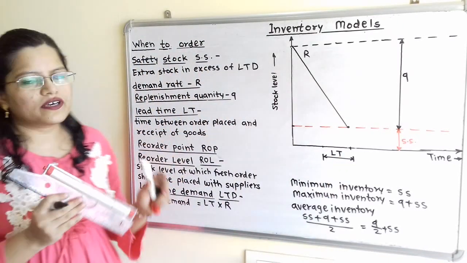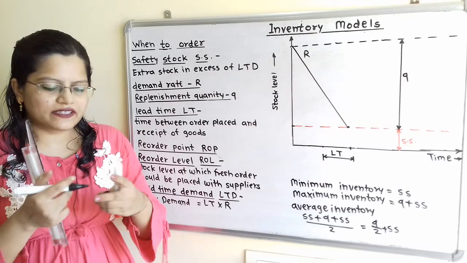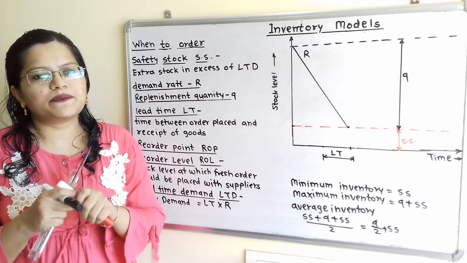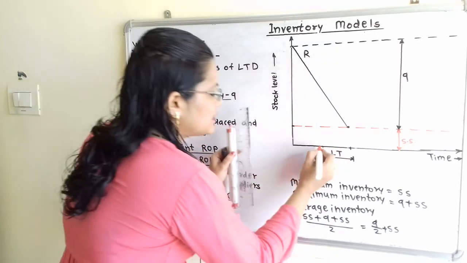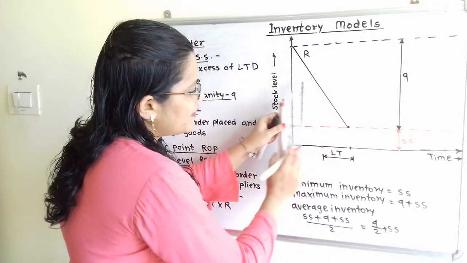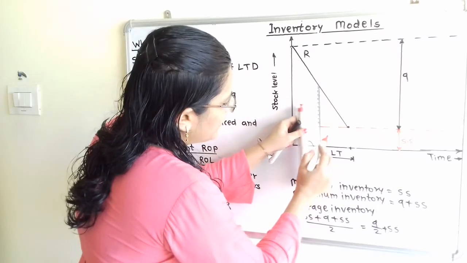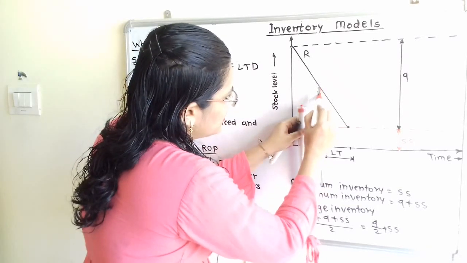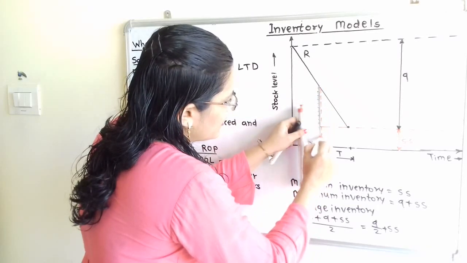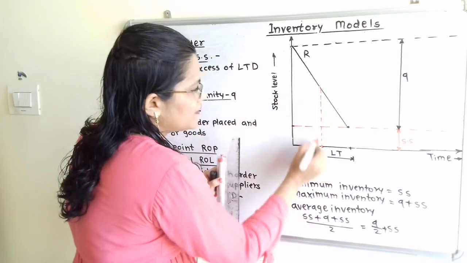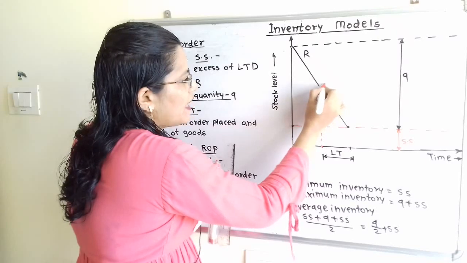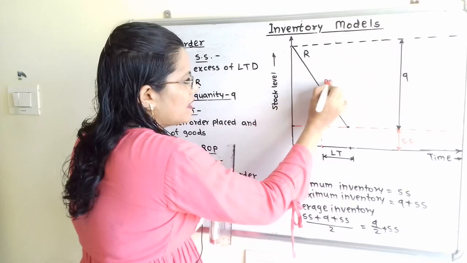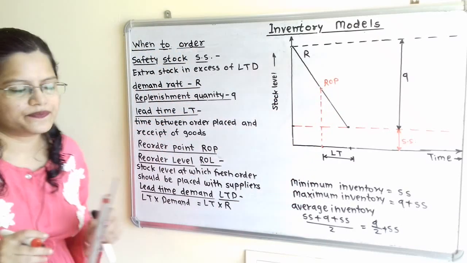Then reorder point. So how to decide the reorder point? It will depend on the lead time, because we know that the lead time is here up to this point. So if I draw one vertical line passing through this lead time, then the point of intersection of this vertical line and this demand rate R is known as the reorder point, that is ROP.